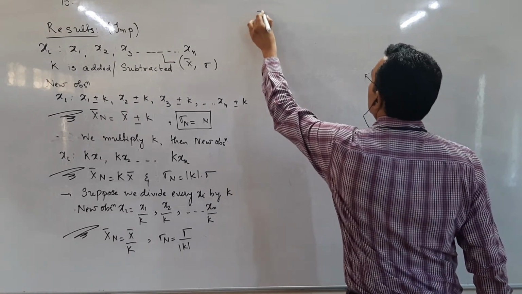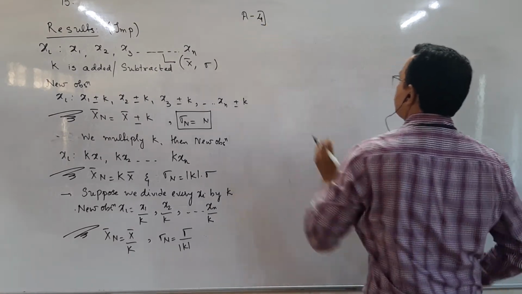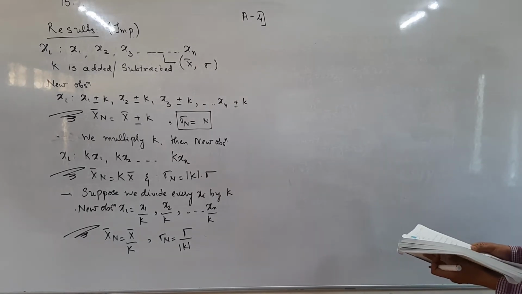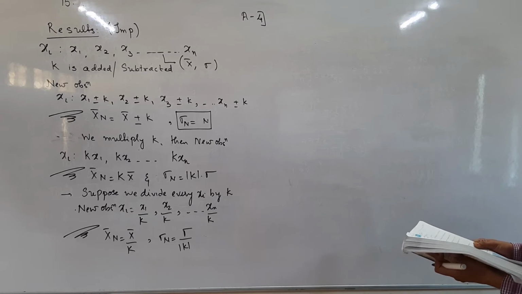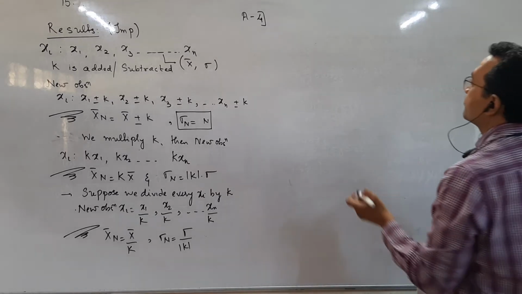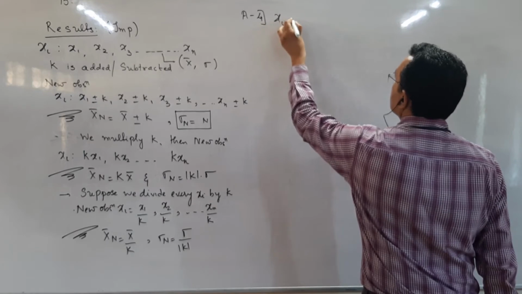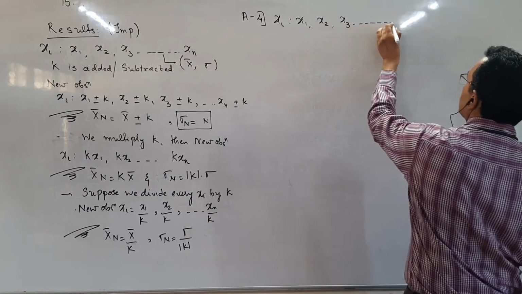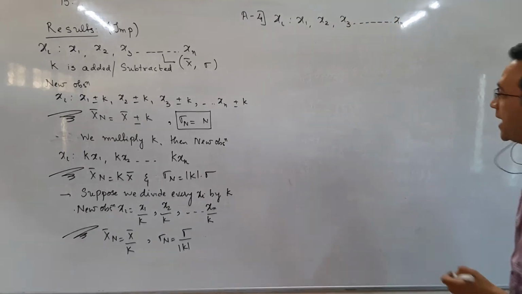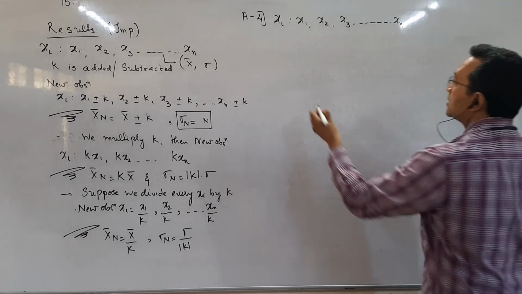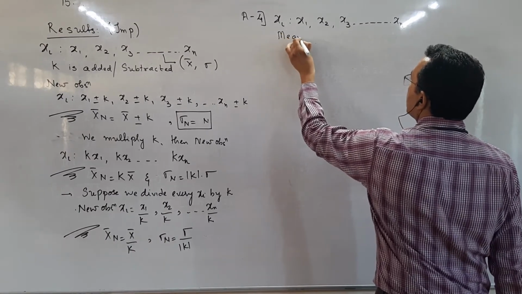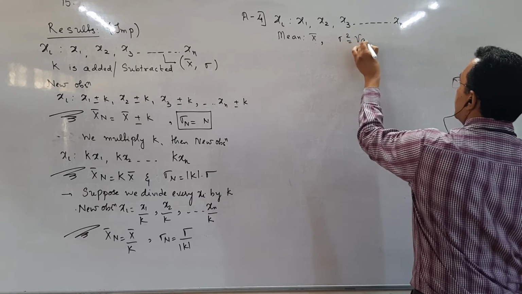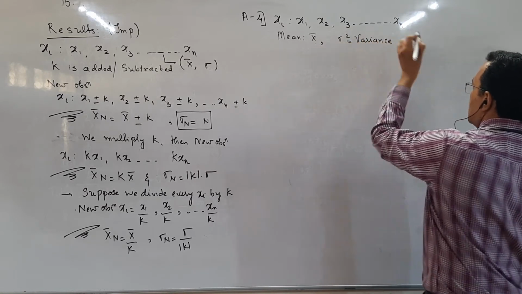Sum number 4 of exercise 15. For n observations x1, x2 up to xn, the mean is x bar and the variance is sigma square. So given observations xi are x1, x2, x3 up to xn. The mean is written as x bar and sigma square is the variance. So the standard deviation would be sigma.